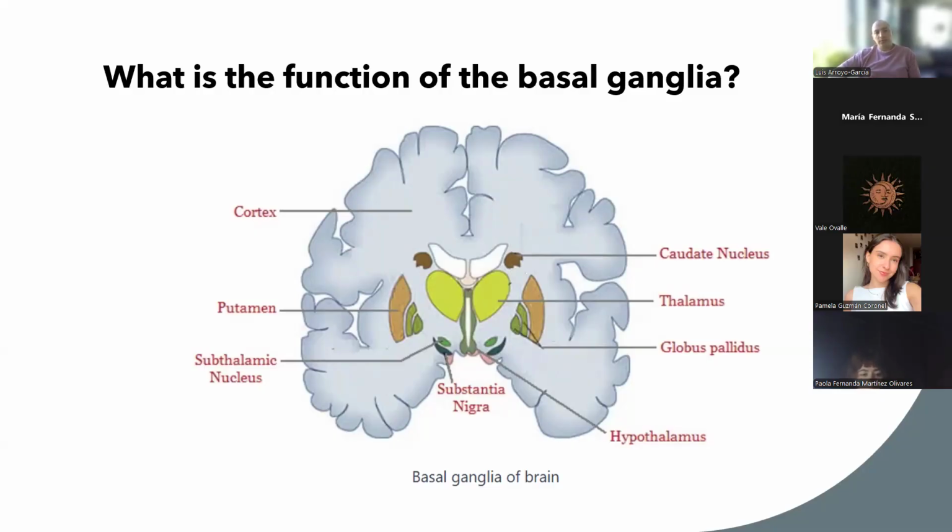What is the function of the basal ganglia? I ask you to read about this. What can you tell me? That it's important in controlling movement. It's important in controlling movement. What else?